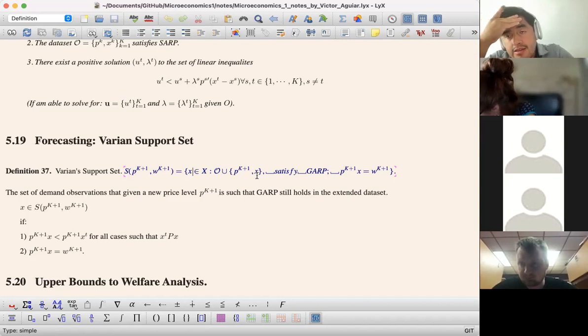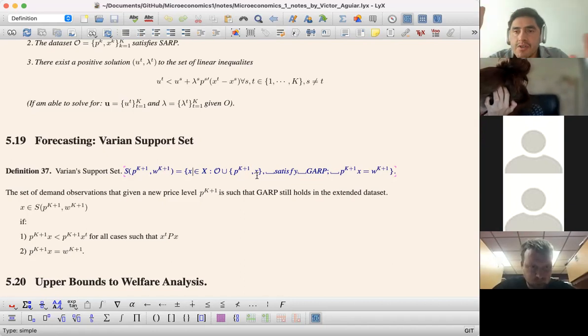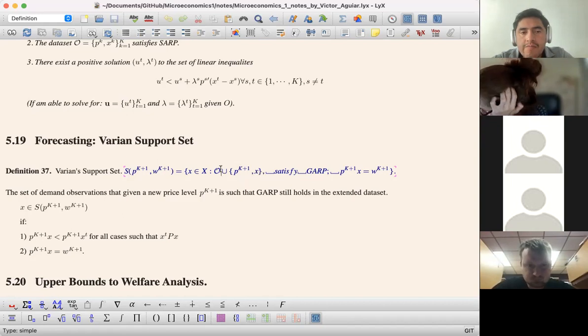Now, how do I ask that without knowing the utility? Well, you don't need to know the utility because you know that the original data has to satisfy GARP, right? And if there is any non-parametric utility that also is able to generate the out of sample data, then basically GARP has to hold in an extended data, okay? So O union PK plus 1 comma X, right?